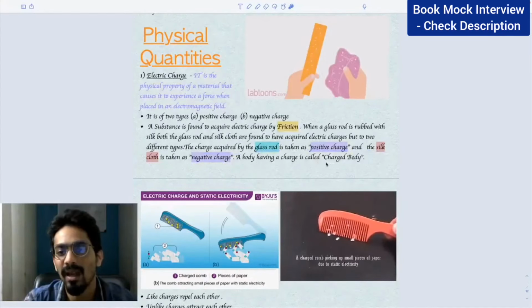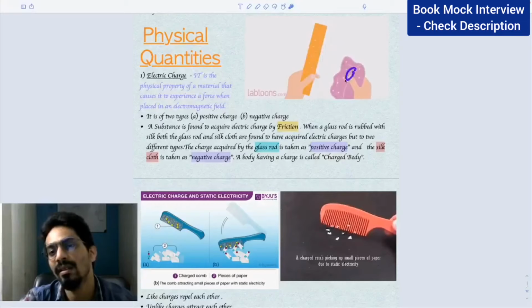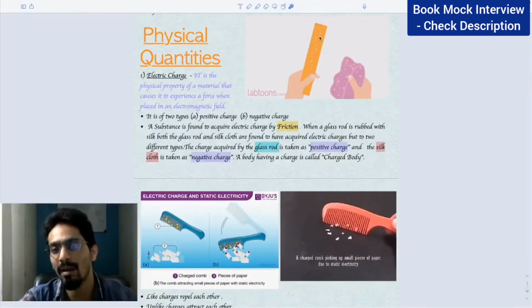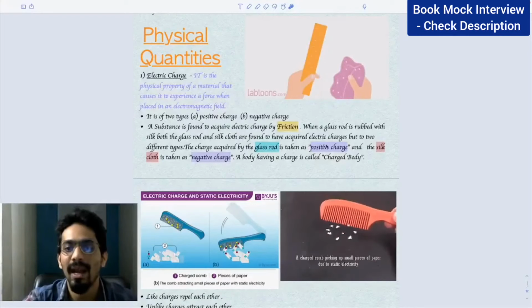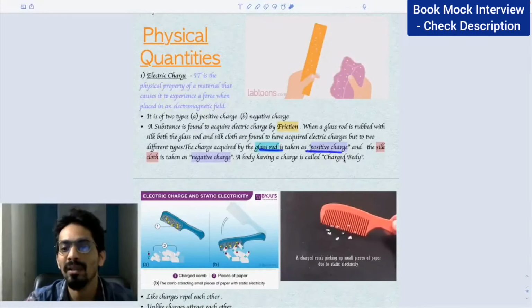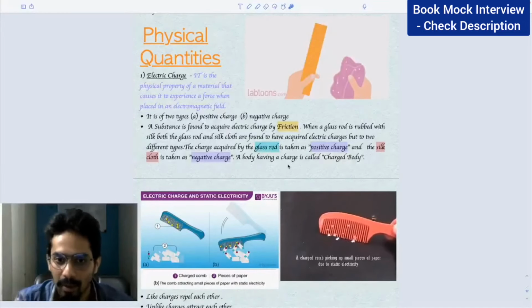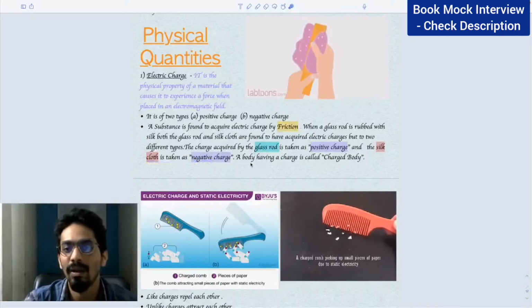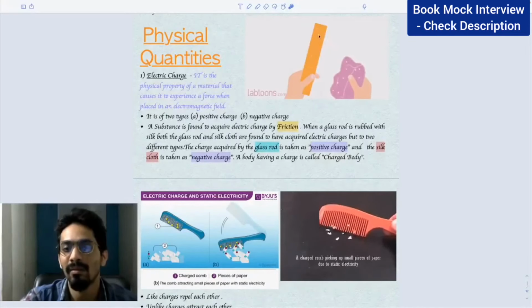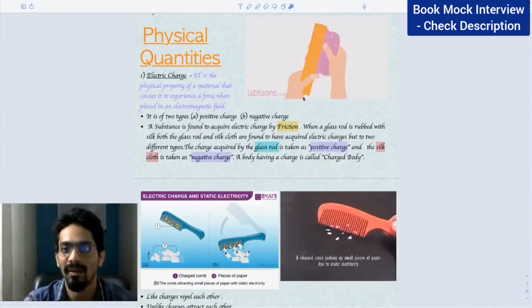A body having a charge is called a charged body. Now what is happening? This is the glass rod, and you can see the silk cloth. Whenever it is rubbed, the glass rod acquires a positive charge and the silk cloth acquires a negative charge. This is where the friction is produced and the charges get transferred.